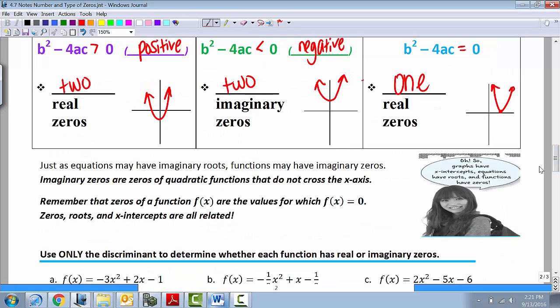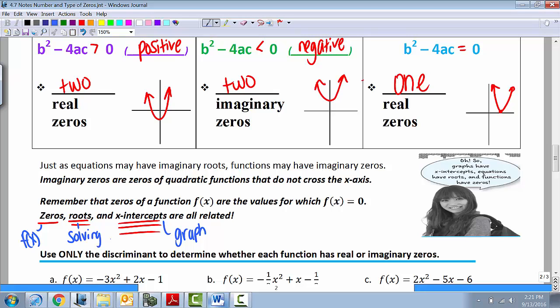All right. Just some background knowledge here. We hear all these things. We hear zeros, we hear roots, and we hear x-intercepts. We're all like, wow, it's a lot of terms. They all mean the same thing, but it just depends on what we're talking about. So your x-intercepts are on your graphs. If I ask, what are the x-intercepts, you're probably going to be looking at a graph. If I ask, what are your zeros, you're going to be looking at a function like f of x. If I ask, what are your roots, you're going to be solving of some sort.